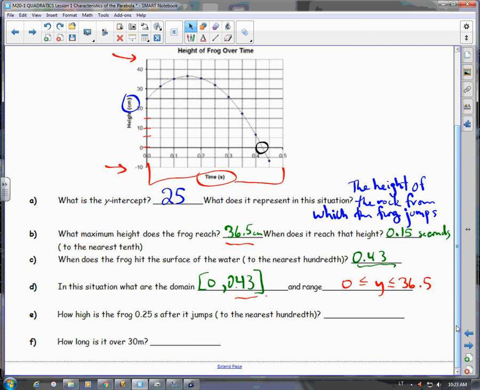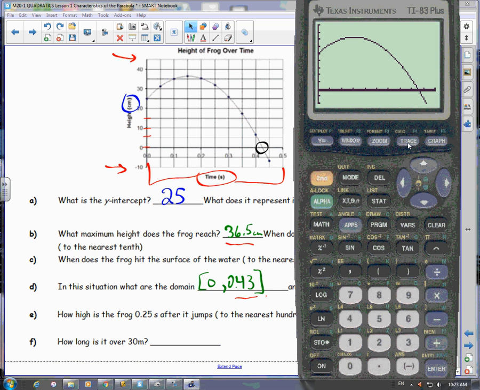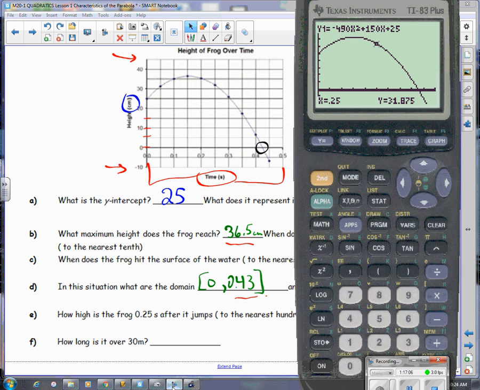Okay, bell's going to ring in less than a minute. I'm not even sure how much, but the answer to these next two questions: how high is the frog 0.25 seconds after it jumps? So that's just a trace, 0.25, because it's the x value, it's the time value. Hit enter, it's 31.9. And then how long is it over 30 meters? This one's a little bit more of a challenge question, but I think you could do it. I'll put up the answer, and then if we need to go through it tomorrow, we will go through it. Okay?